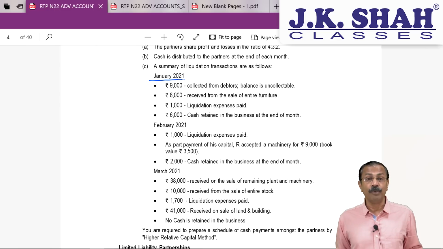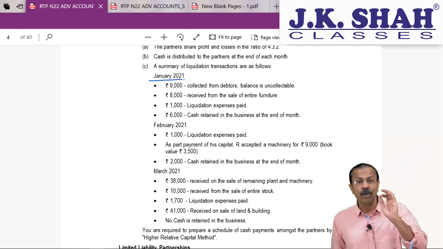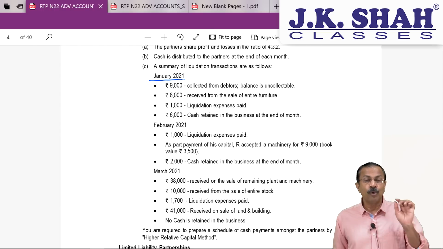First month, January. They have collected 9,000 rupees from debtors and 8,000 rupees is received from the sale of entire furniture. Please don't calculate whether you have made a profit or loss on realization of assets. It is never to be recorded in piecemeal distribution. 1,000 were liquidation expenses paid and cash retained in the business at the end of the month is 6,000. So 6,000 is the balance to be carried forward on 31st January. Total cash available should not be paid off.